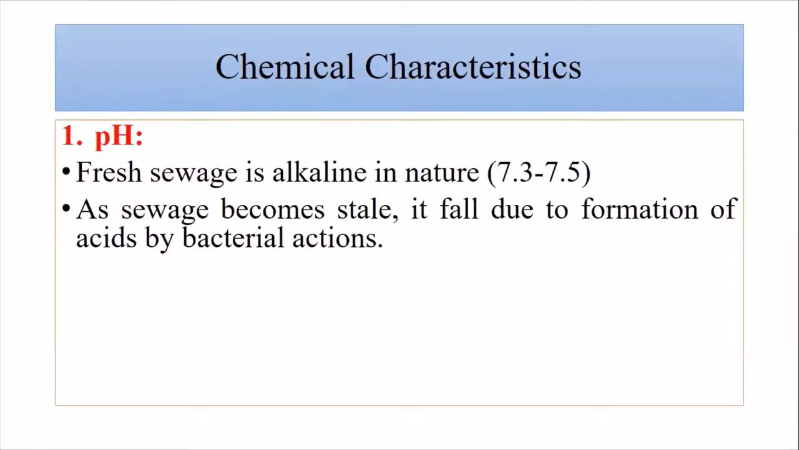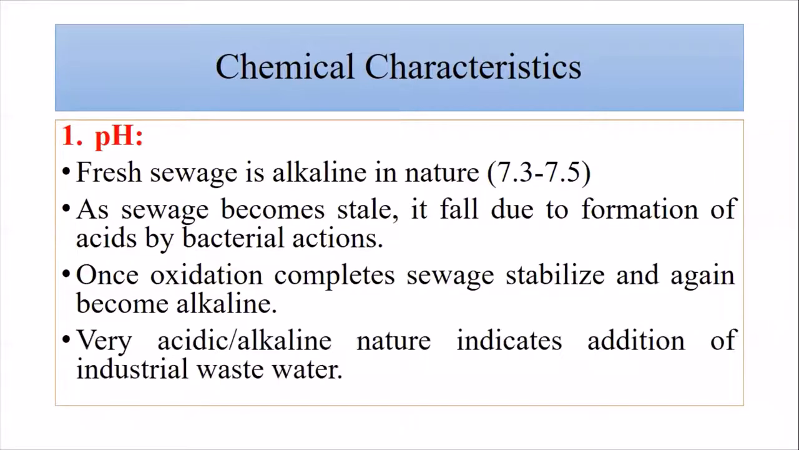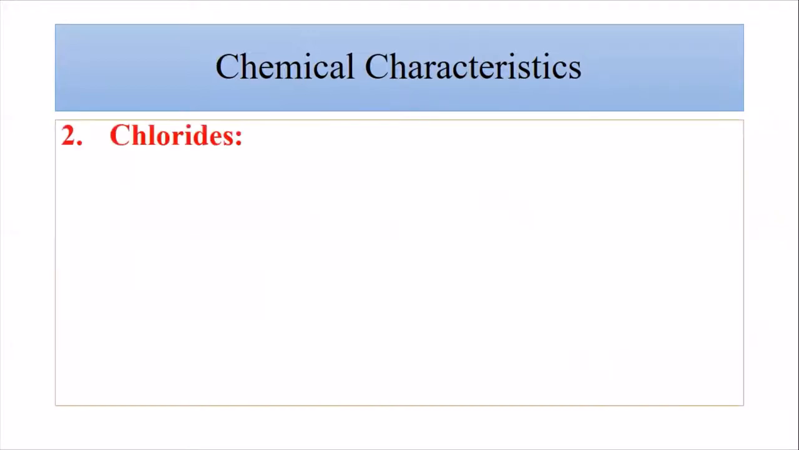The first characteristic is pH. Fresh sewage is alkaline in nature. The pH of fresh sewage is 7.3 to 7.5. As sewage becomes stale, it falls due to formation of acid by bacterial action. Once oxidation is complete, sewage stabilizes and again becomes alkaline. Very acidic or alkaline nature indicates addition of industrial wastewater.